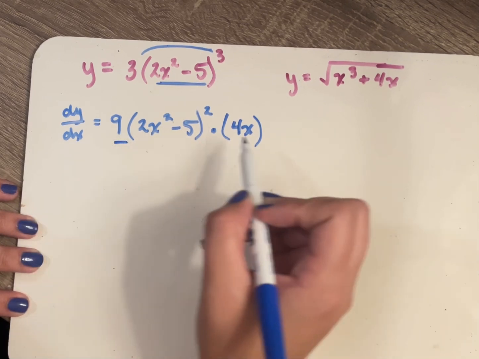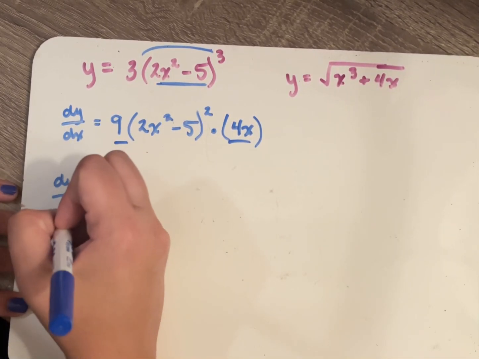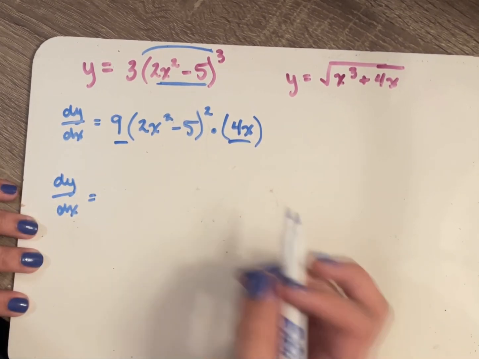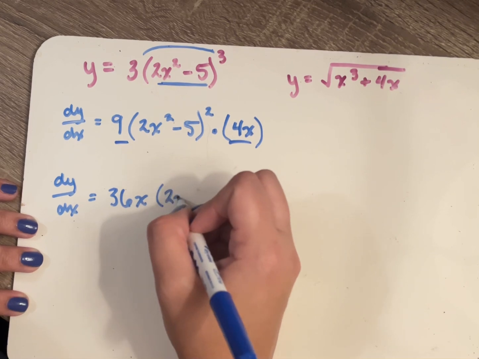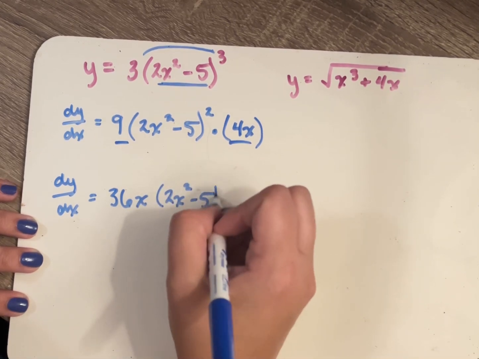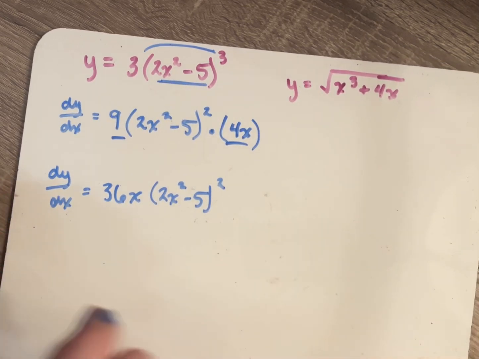So in this case I can multiply 9 and 4x, which would give me 36x times 2x squared minus 5 squared. Okay, let's look at the other one, which also involves chain rule. It's just slightly trickier because we have a radical.